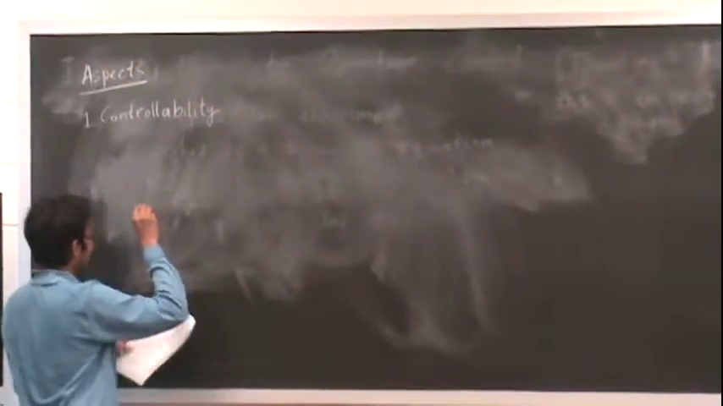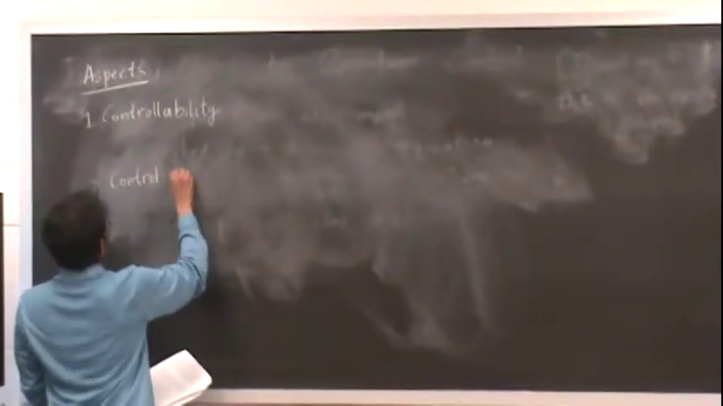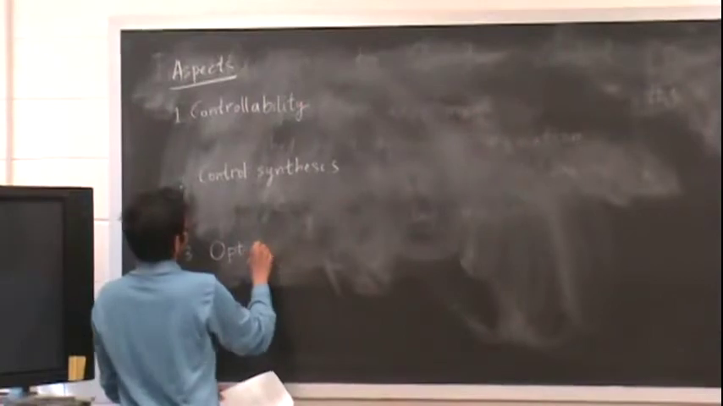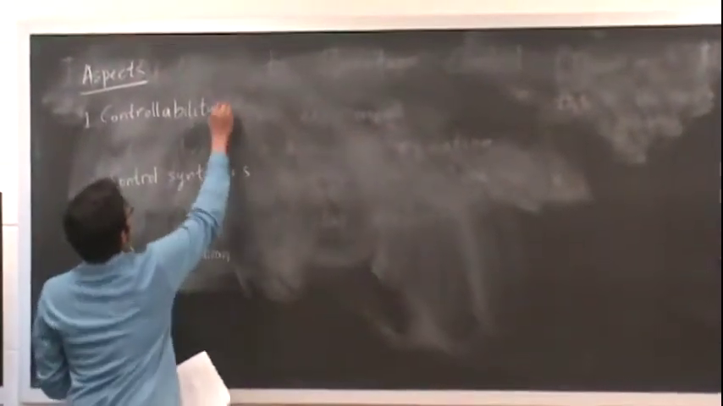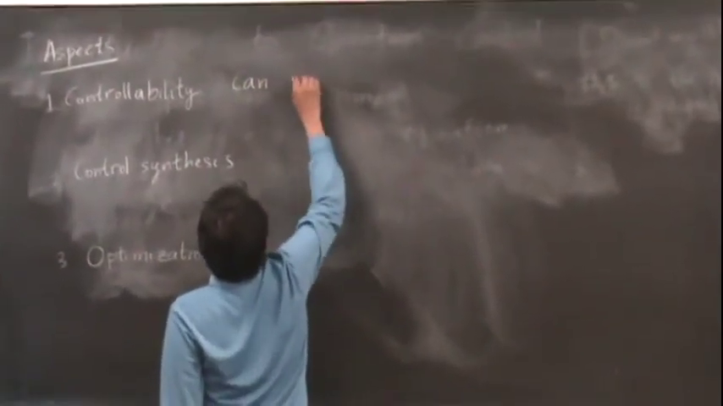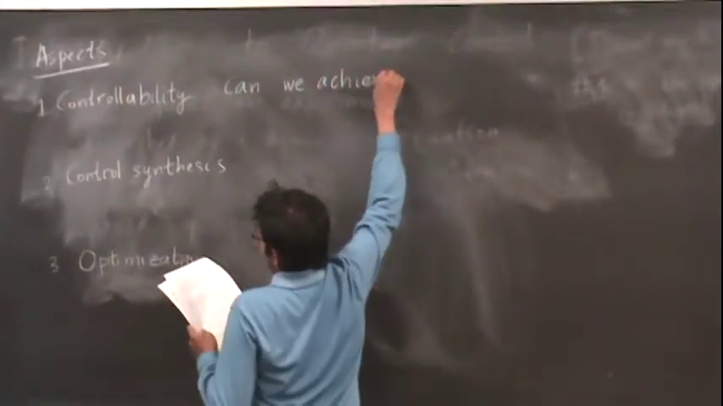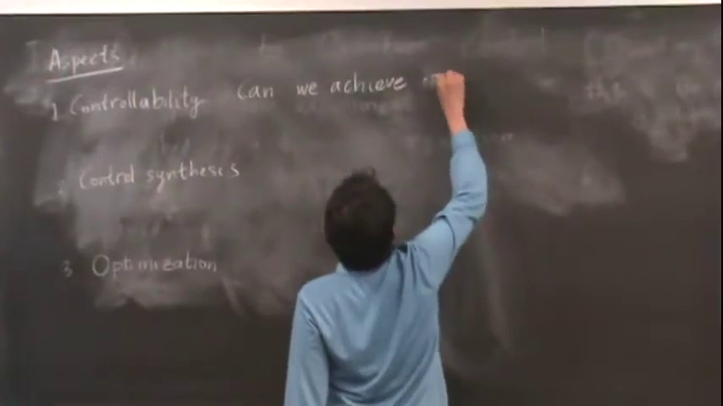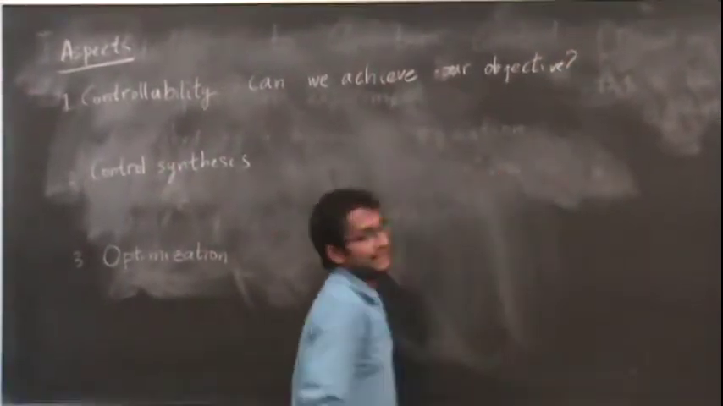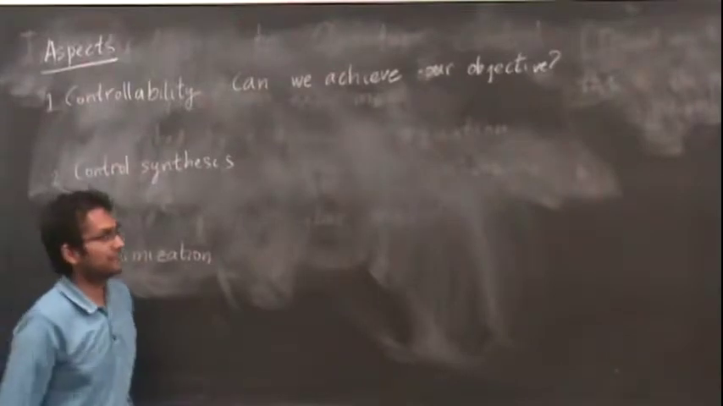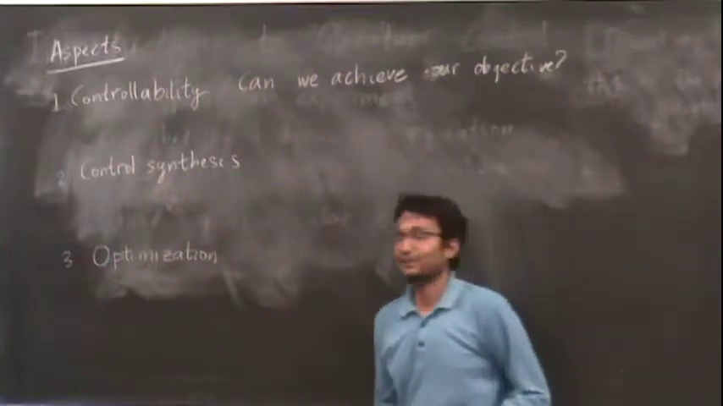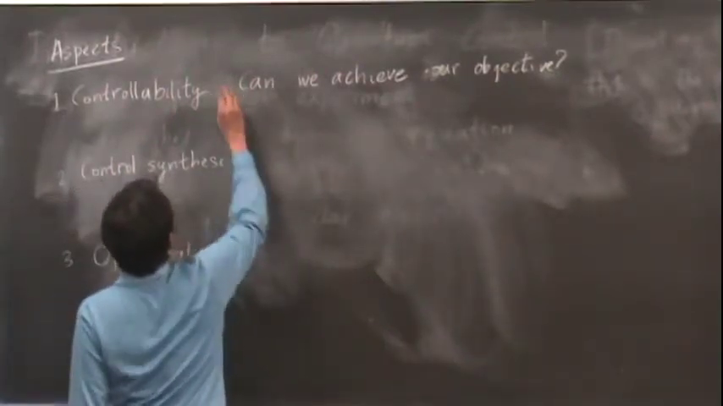One is controllability, then there is control synthesis, and then finally there is a notion of optimization. Let me explain what these things mean. Controllability asks the question: can we achieve the objective? For the purpose of this conversation, the objective is the quantum mechanical process we want to implement. Can we prepare the state that we want? Can we prepare the unitary gate that we want? We could also talk about these, but they involve semi-groups.